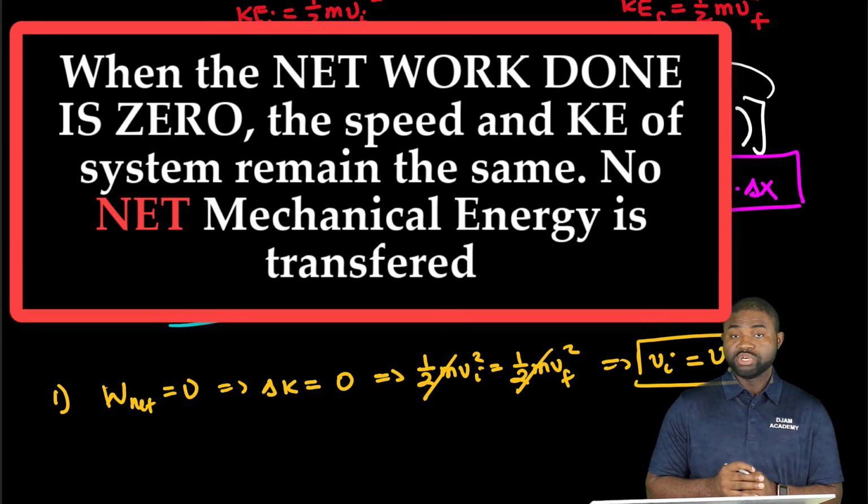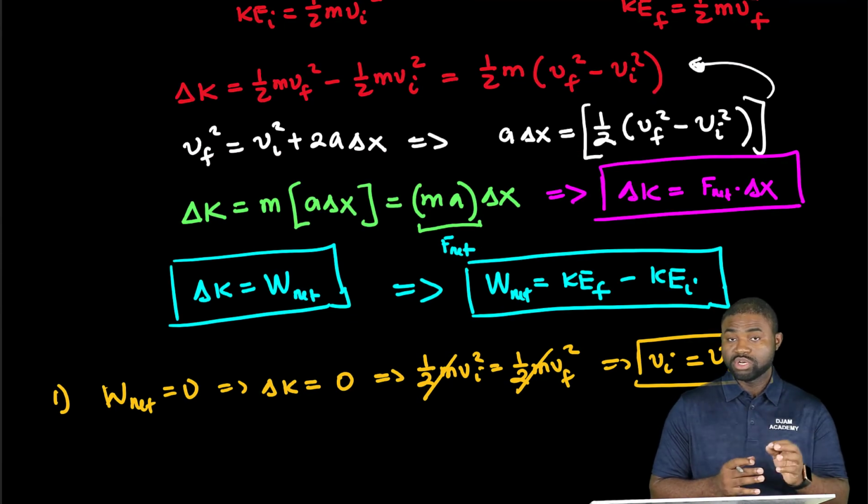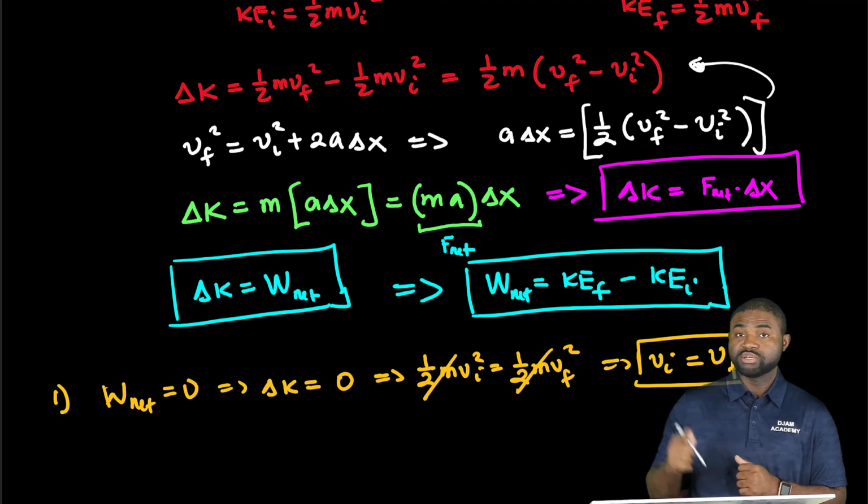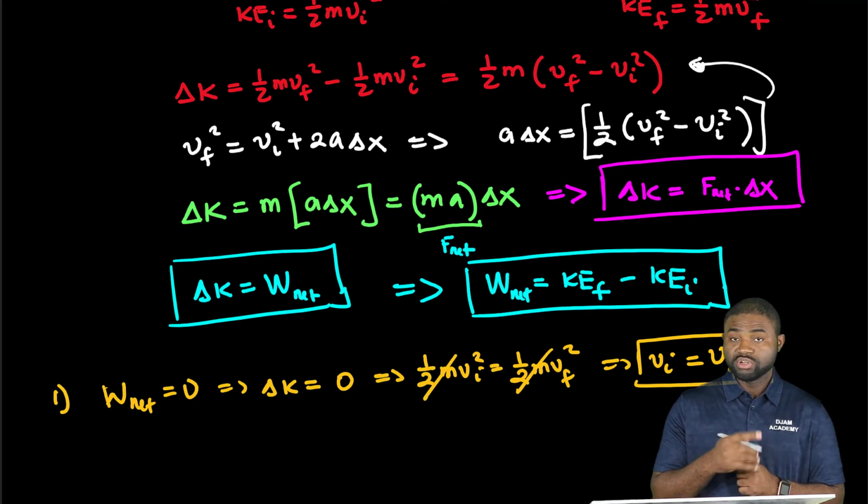To put it in simple words, the velocity or the speed in a particular direction remains the same. Keep that in mind. When the net work done on a system is zero, the speed of that system doesn't change, even though the velocity may change. A typical example is an object moving on a circular track. The speed stays the same, the velocity changes, and the reason the speed remains the same is simply because the net work done on that object is zero.